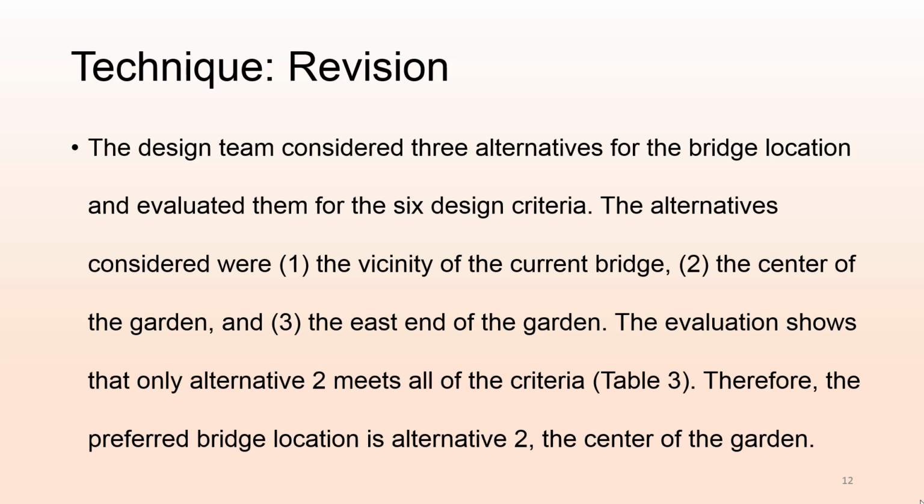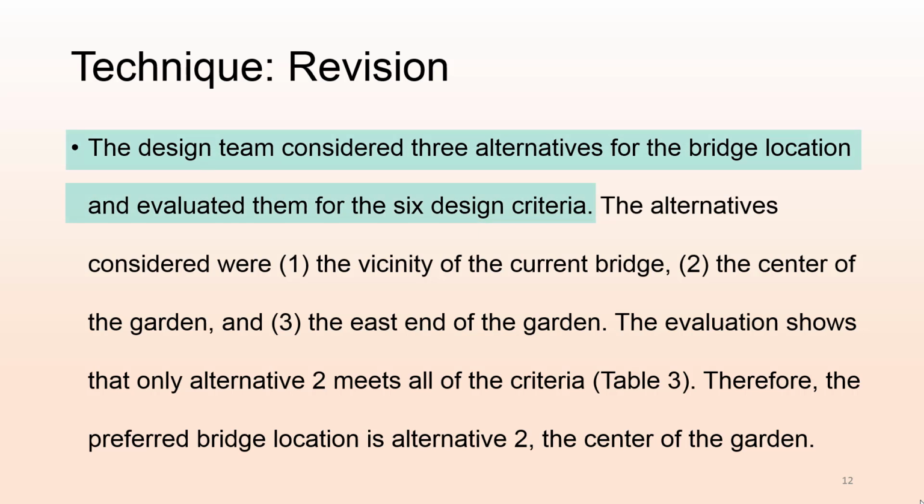The design team considered 3 alternatives for the bridge location and evaluated them for the 6 design criteria. The alternatives considered were 1. The vicinity of the current bridge, 2. The center of the garden, and 3. The east end of the garden. The evaluation shows that only alternative 2 meets all of the criteria, Table 3, Figure 3. Therefore, the preferred bridge location is alternative 2, the center of the garden.